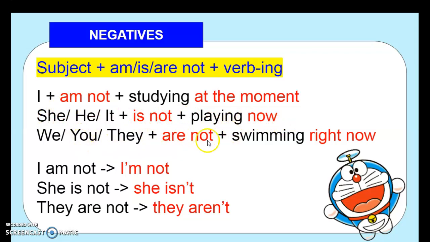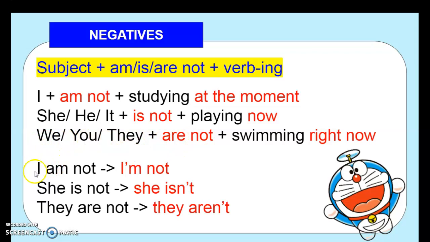Next. You are not swimming right now. Kamu tidak sedang berenang sekarang. Okay? Remember ya, I am, he, she, it, is, we, you, they, are.